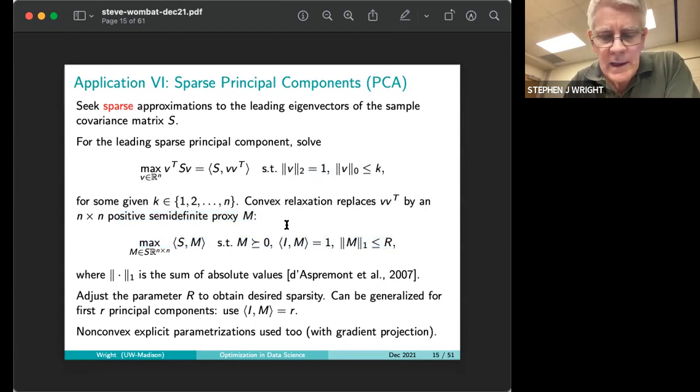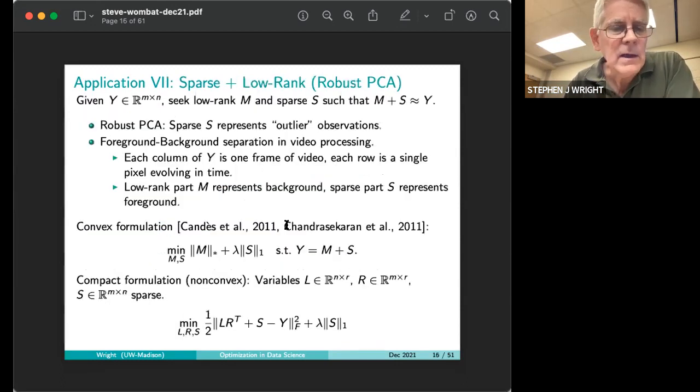And so this was a paper that got a lot of attention at the time because it showed that interesting optimization tools could be used to solve these important problems in computational statistics, data science. So there have been extensions of this lately.